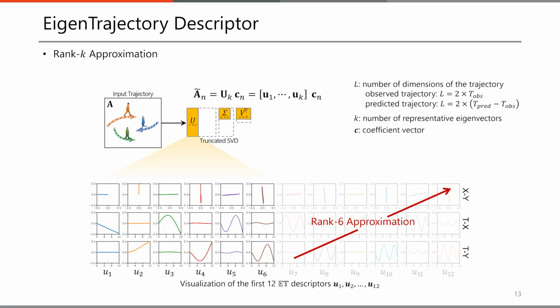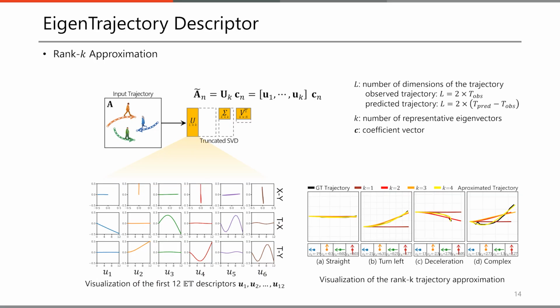We employ the top K approximation to use only the 6 eigenvectors. Even with such a small number of eigenvectors, we can sufficiently cover various cases such as going straight, turning left, deceleration, and complex paths through a linear combination with coefficients. Here, each coefficient determines how much a corresponding eigenvector affects a pedestrian path.